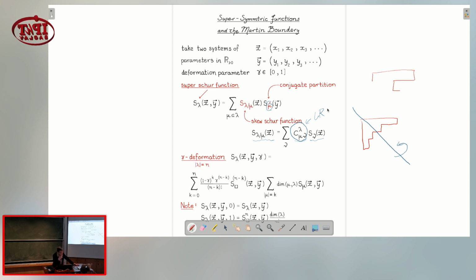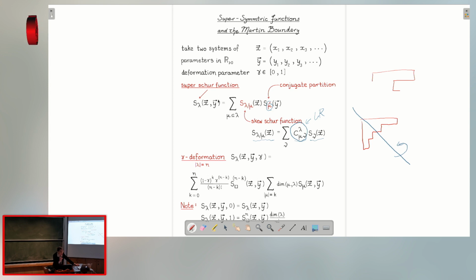Well, not really relevant. Yeah, this has the property, right? If I specialize all the y's to be 0, then I'm getting back S lambda of x. And if I set all of the x's to be 0, then I'm getting the conjugate Schur function.